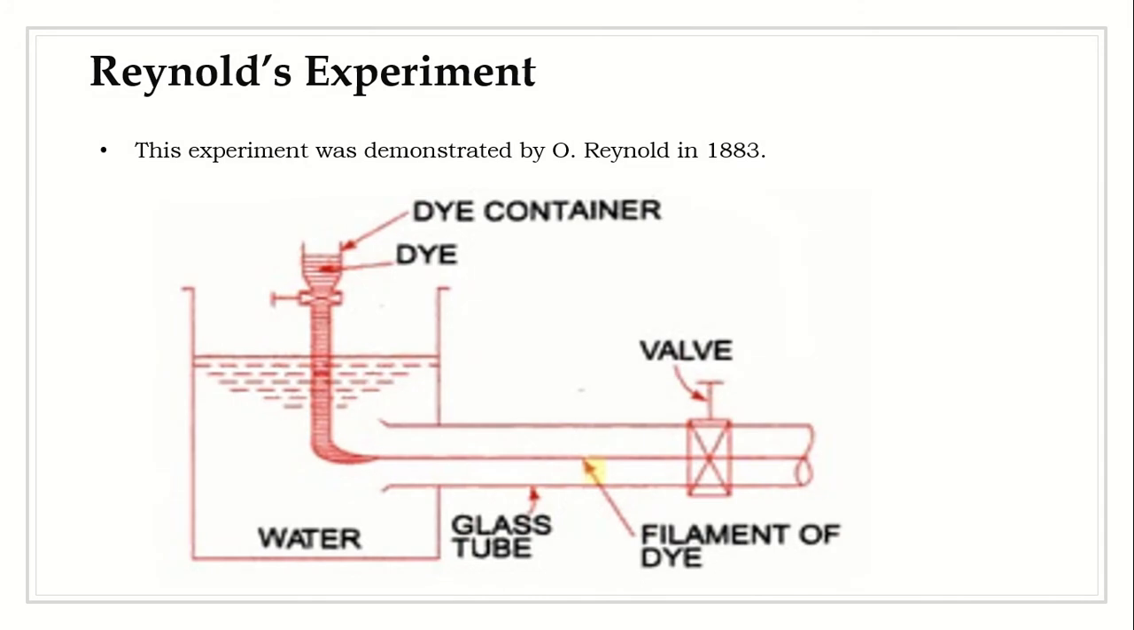Now let's talk about the Reynolds experiment. This Reynolds experiment was demonstrated by O. Reynolds, a scientist, in 1883. Okay, so this is the apparatus for our Reynolds experiment. See, we have a tank containing water. You have a glass tube which is bell mouthed open.